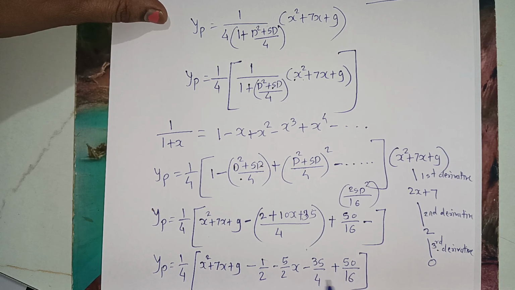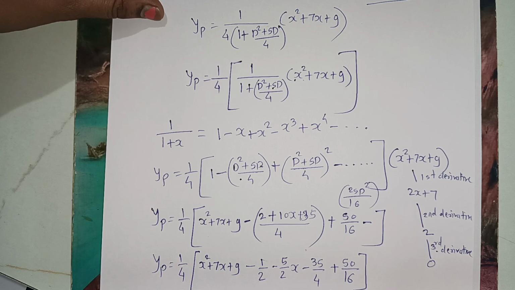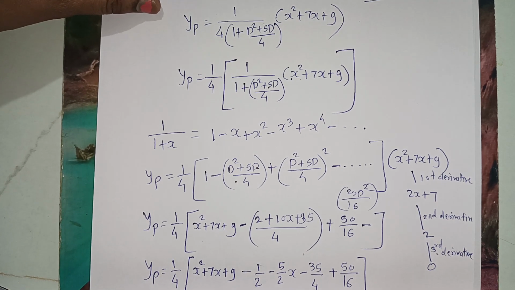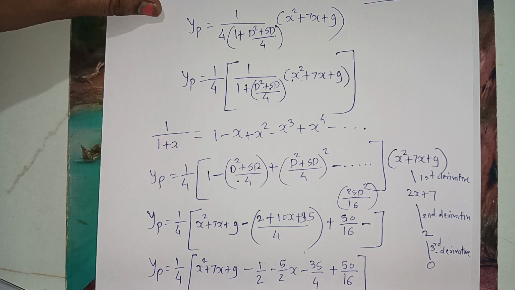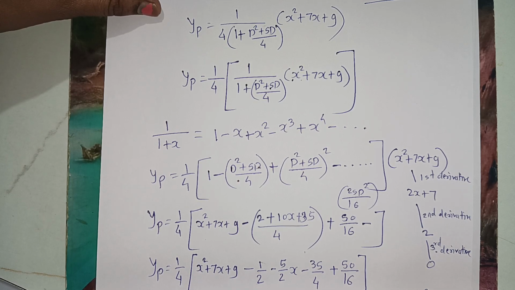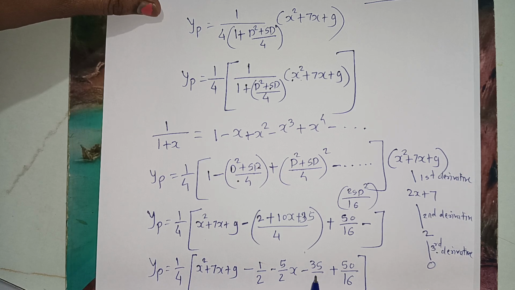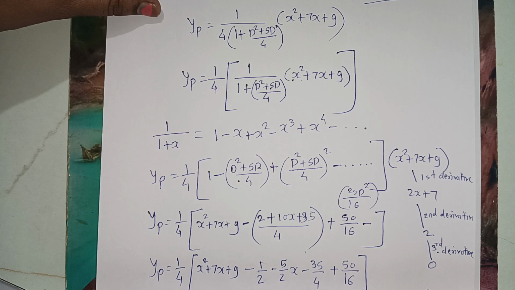Here you have 16, so 35 fours are, do this on the calculator. 4 5s are 20, 4 3s are 12 plus 2, 140. So 140, 50 minus 140 divided by 16.